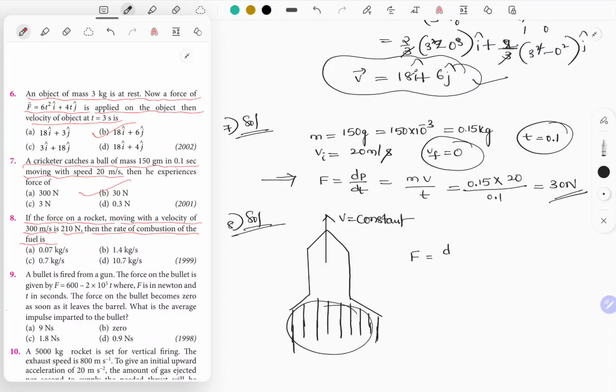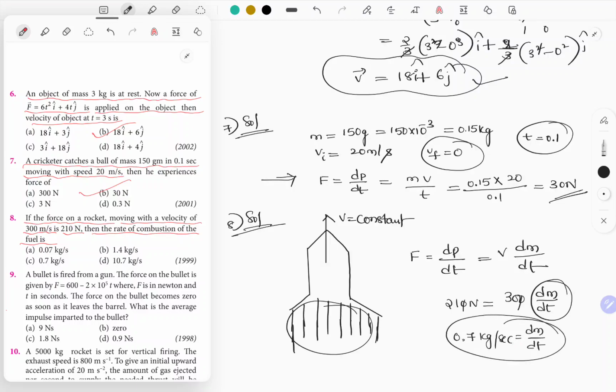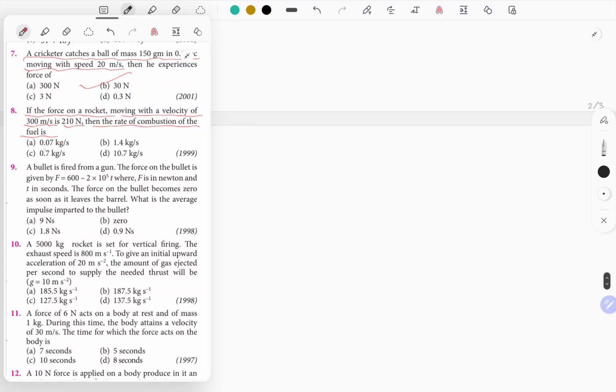Then F is equal to dp by dt. You can directly apply this formula. As velocity is constant, you can write F is equal to v into dm by dt. They have already given the force required, which is equal to 210 newtons, which is equal to velocity 300 meter per second into the rate of combustion of fuel, which is dm by dt. So the zero will get cancelled. It is going to be 0.7 kg per second, the rate of combustion of fuel, dm by dt. This is the way to answer. Look at the next question.